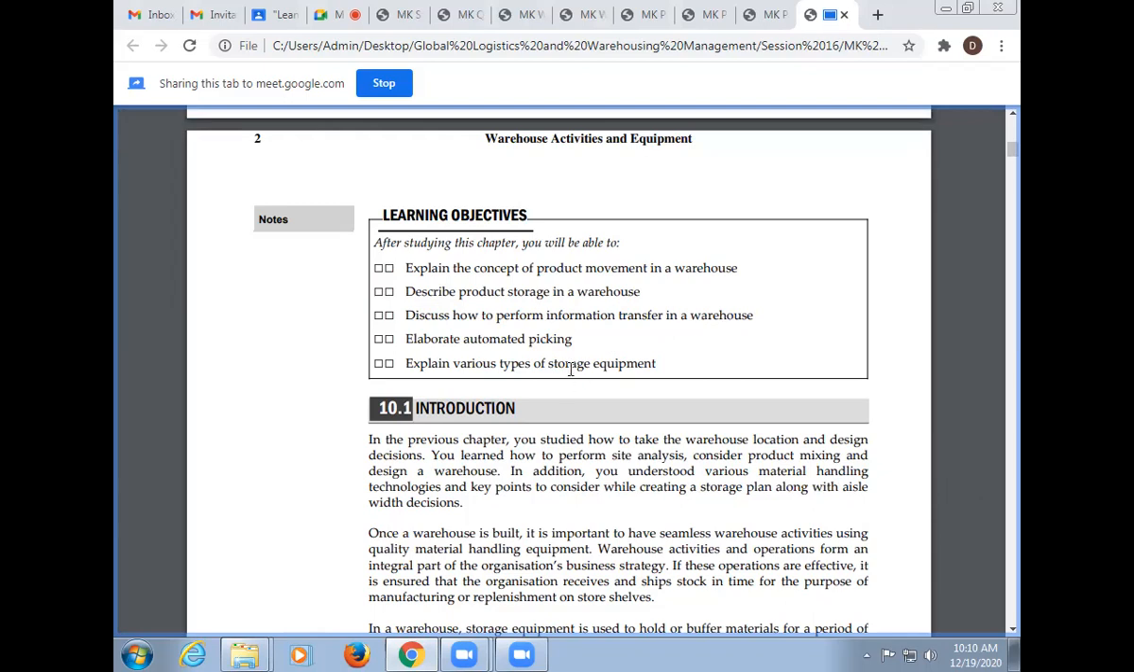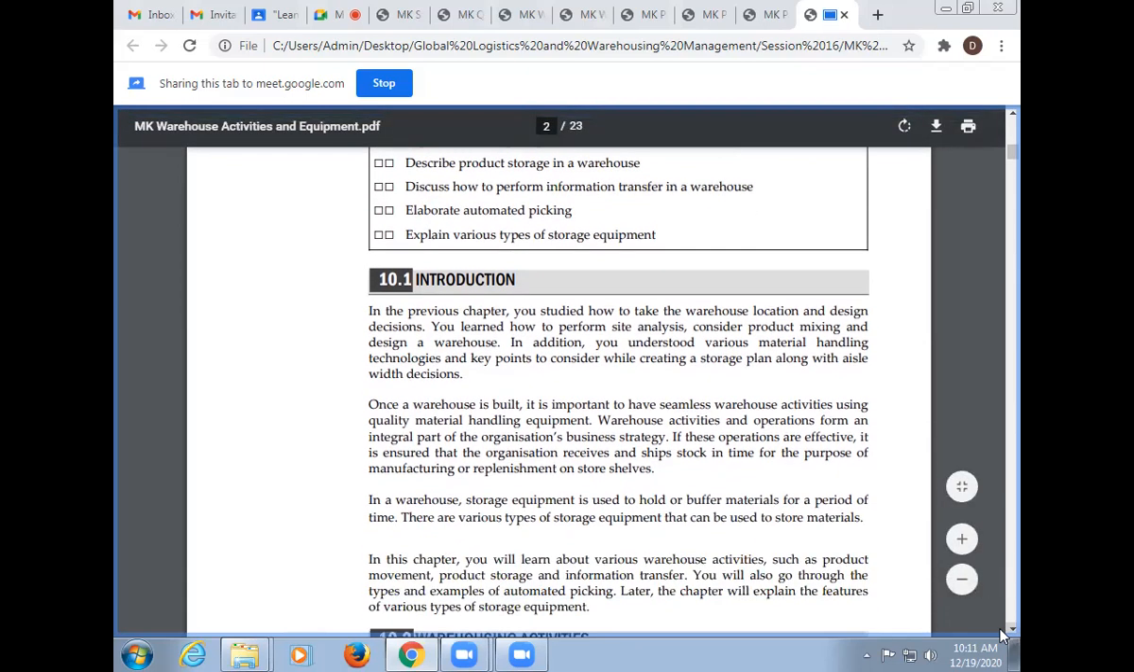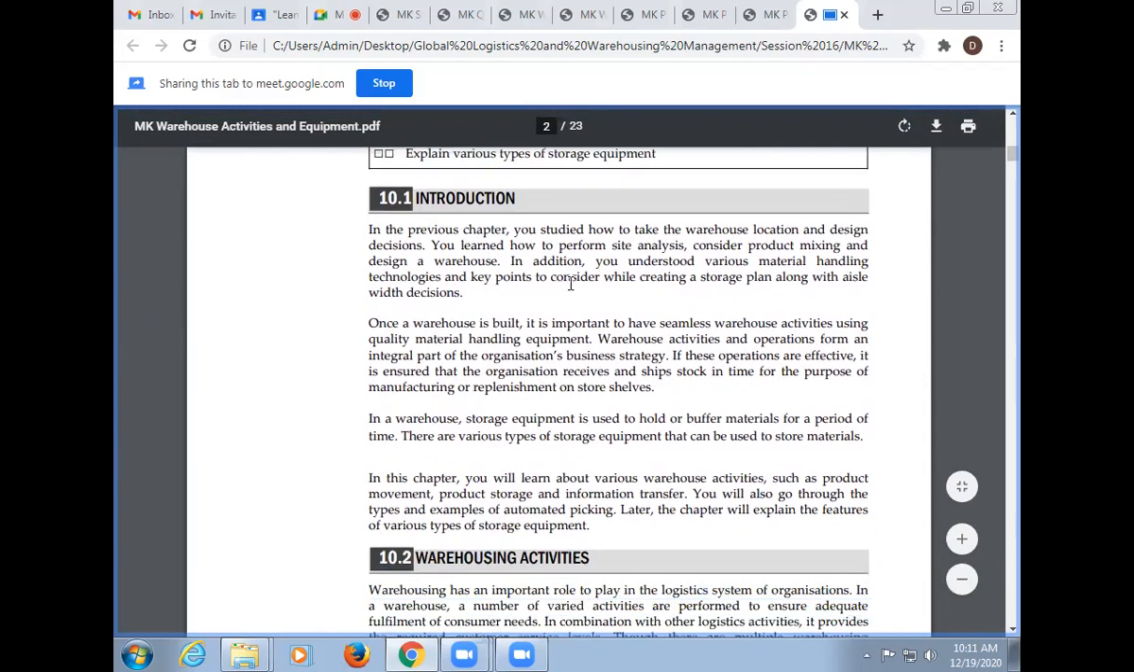Elaborate the automated picking: what automated picking can be done in the warehouses? Explain the various types of storage equipment. What are the different storage equipments there? And what are the various material handling equipments in the warehouses? In addition, you will understand the various material handling technology, and key points to consider while creating a storage plan.